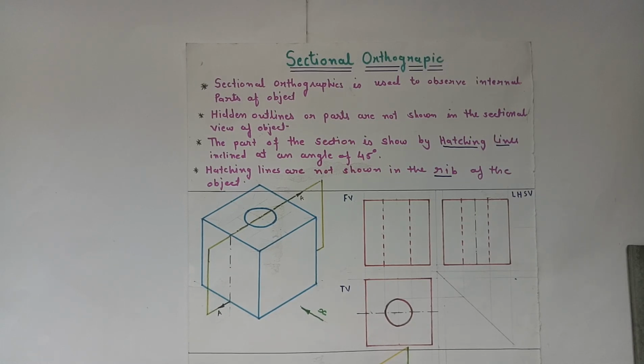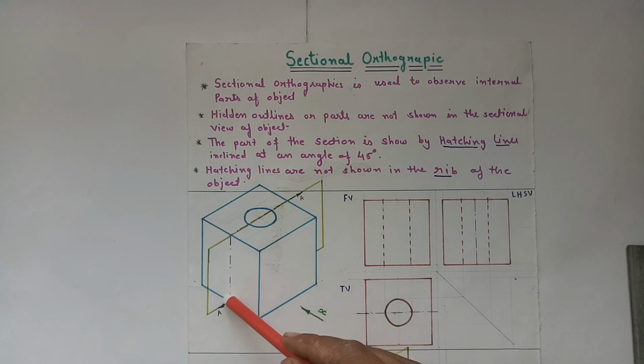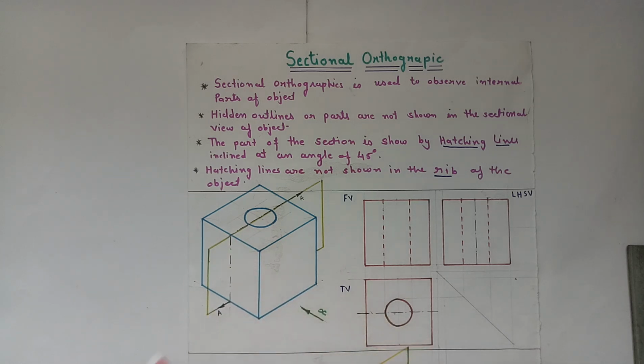Now in the sectional orthographic, we have to take the section of the object by using the cutting plane. Now what is the cutting plane? Cutting plane is an imaginary plane which is used to take the section of the object, and it is shown by a section line or by a cutting plane line in the object. So here in this object also we have shown the cutting plane line over here, from which we have to take the section of the object.